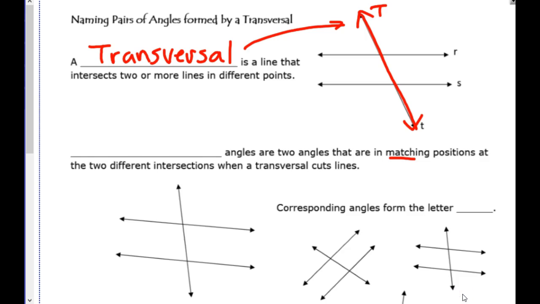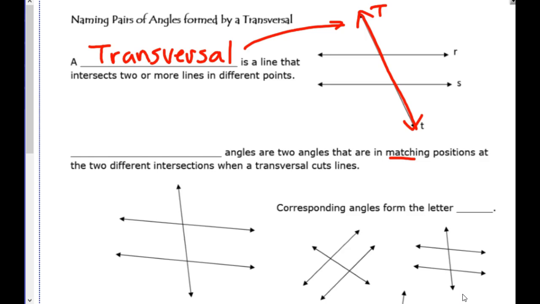Notice how I labeled it on the picture. T is my transversal. Now, when I think of transversal, I want to know what it means, and I want to be able to remember it. So maybe this can help you remember what it means. A transversal is a line that intersects two or more lines at different points. You could think of transportation, and how when you are transporting, maybe in a bus, you're going to cross many streets. At least two streets, right? So the transversal crosses two parallel lines in this picture.